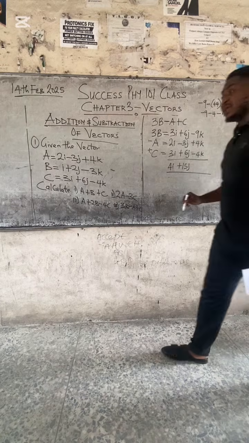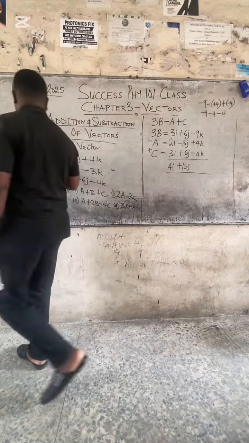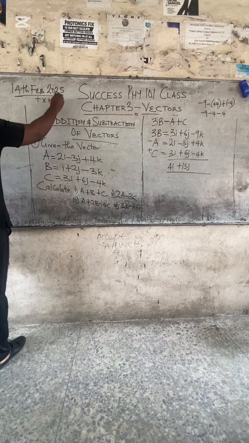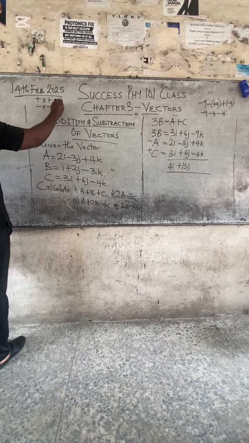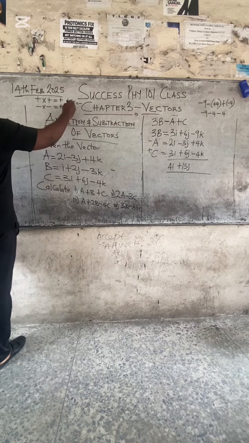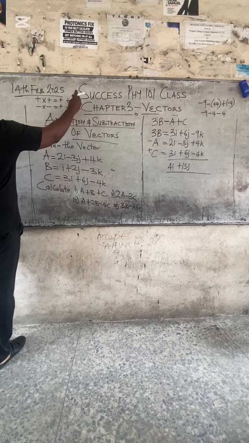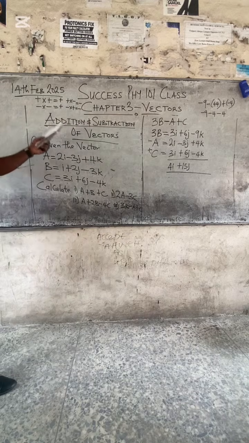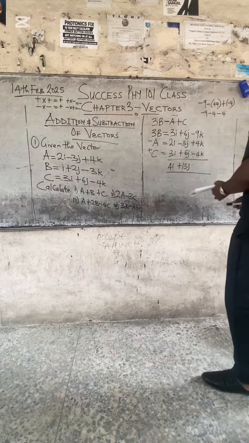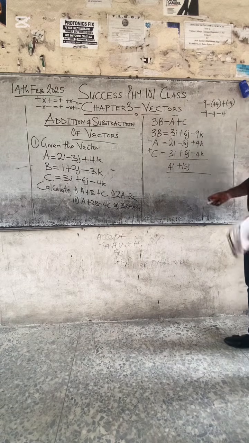In case you have issues with plus times minus and minus times plus, just to be sure that's not your problem: plus times plus is plus. Minus times minus is plus. Plus times minus is minus. Minus times plus is minus. Please take note. If this might be the reason why you are not understanding how we are multiplying and getting plus or minus, that will cover you.